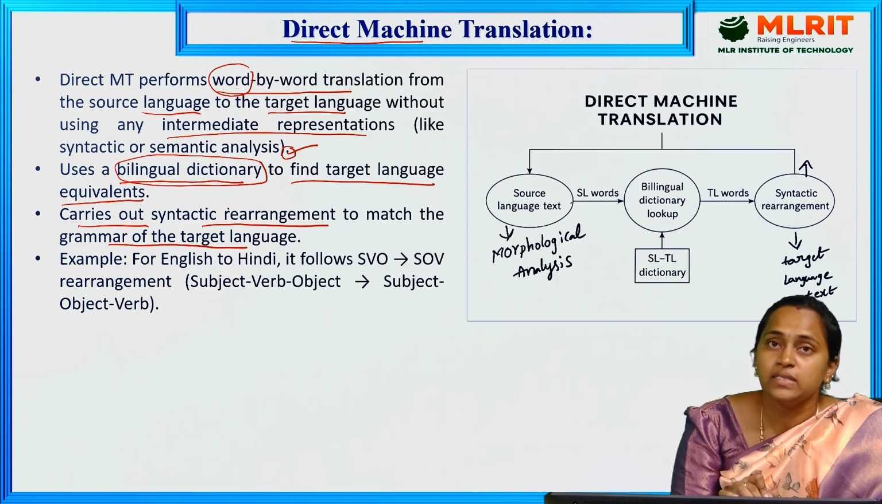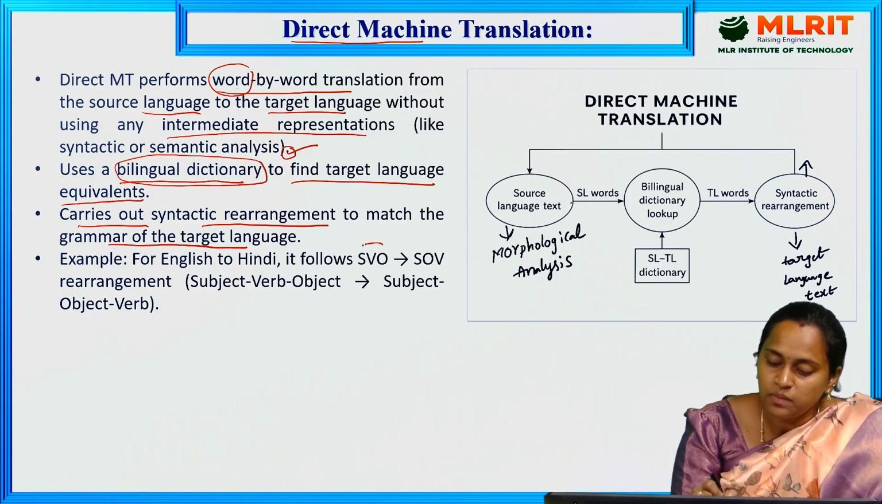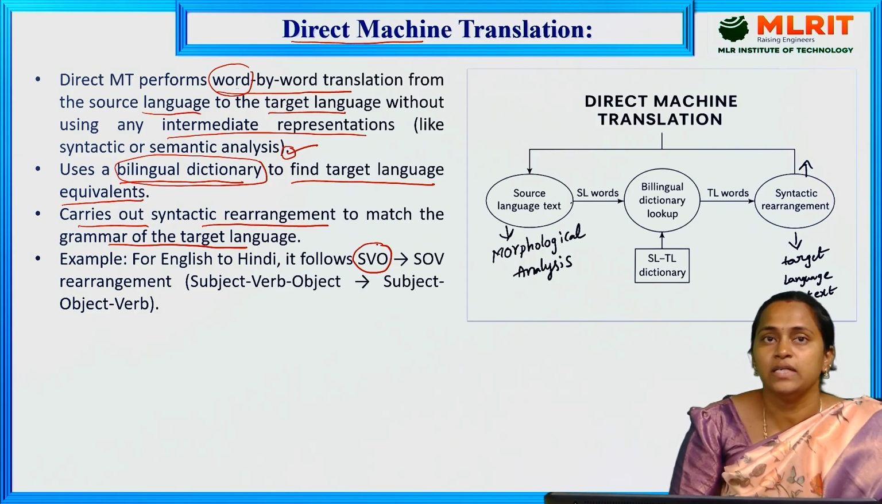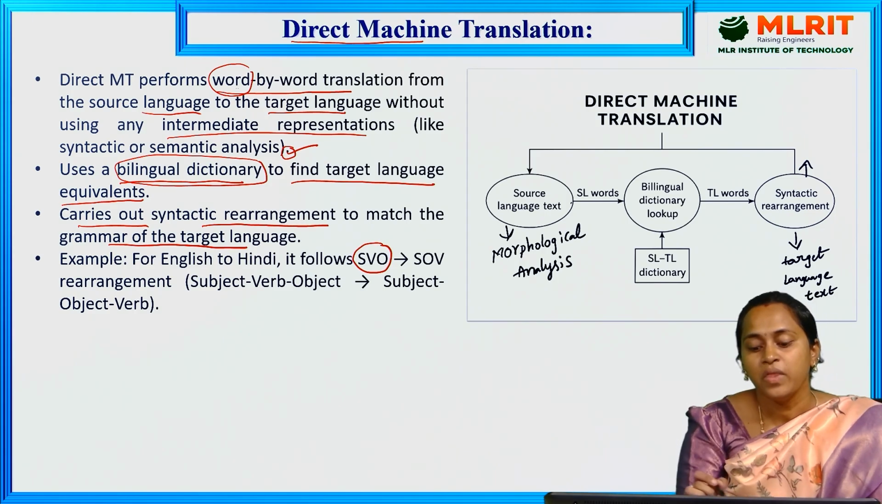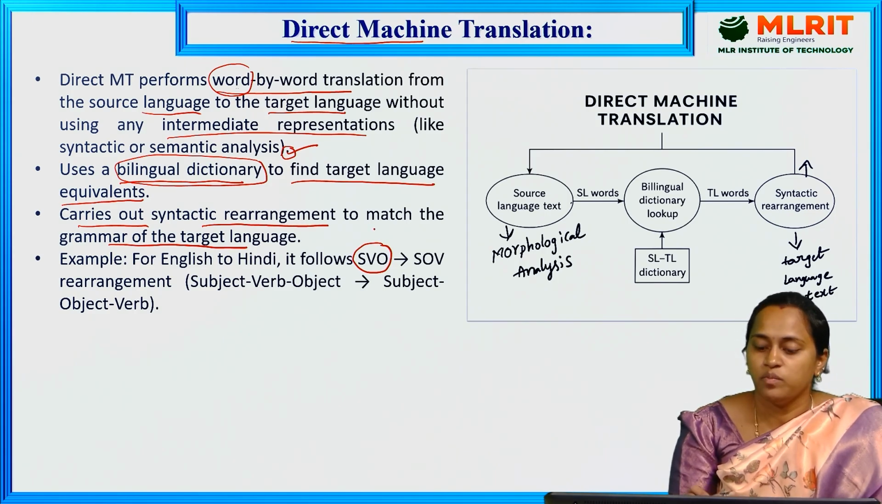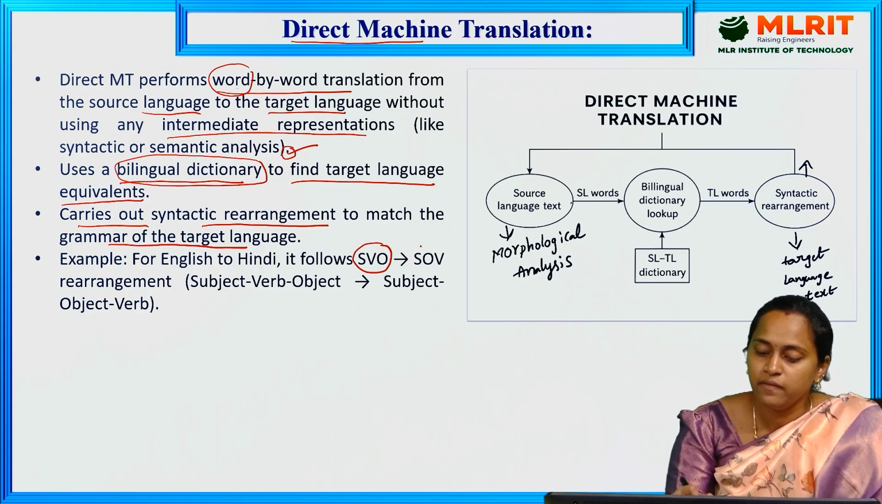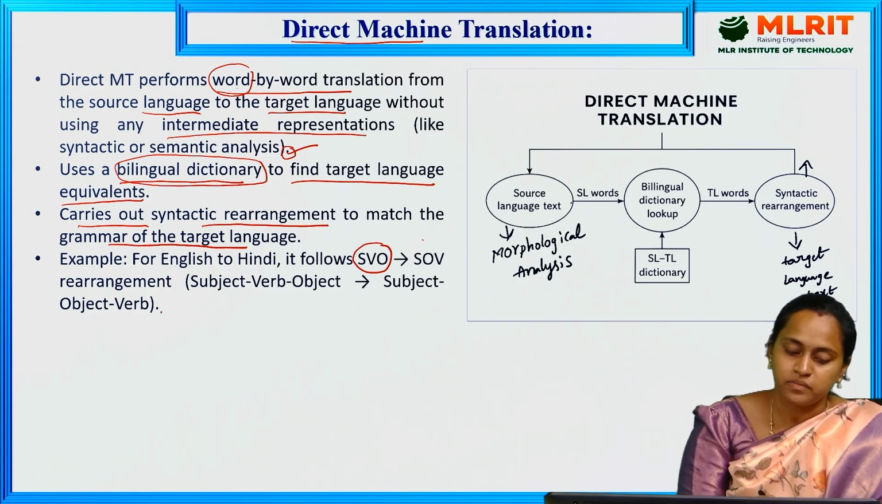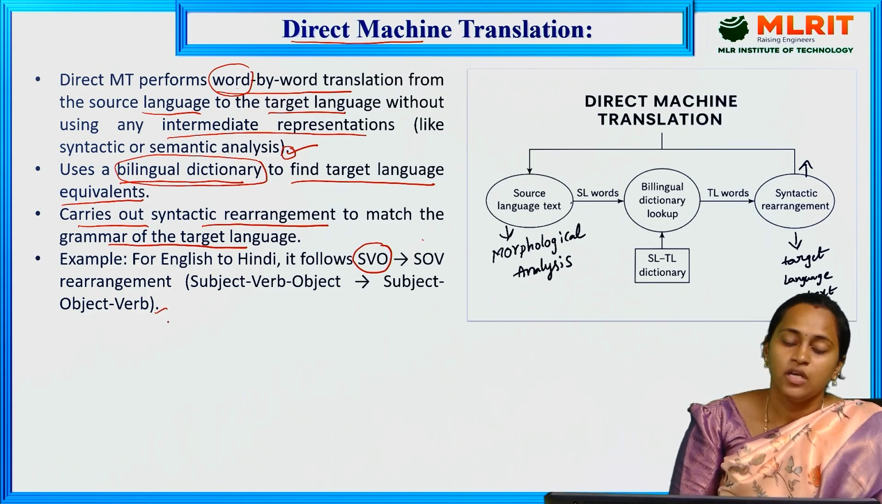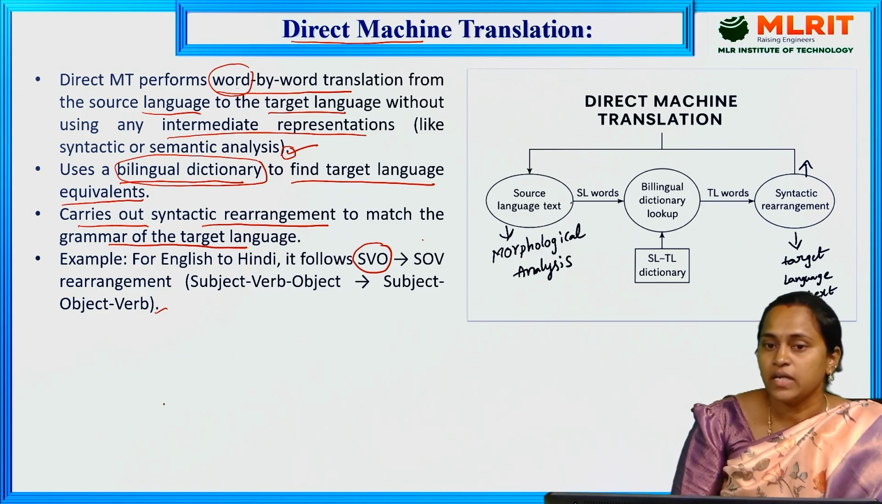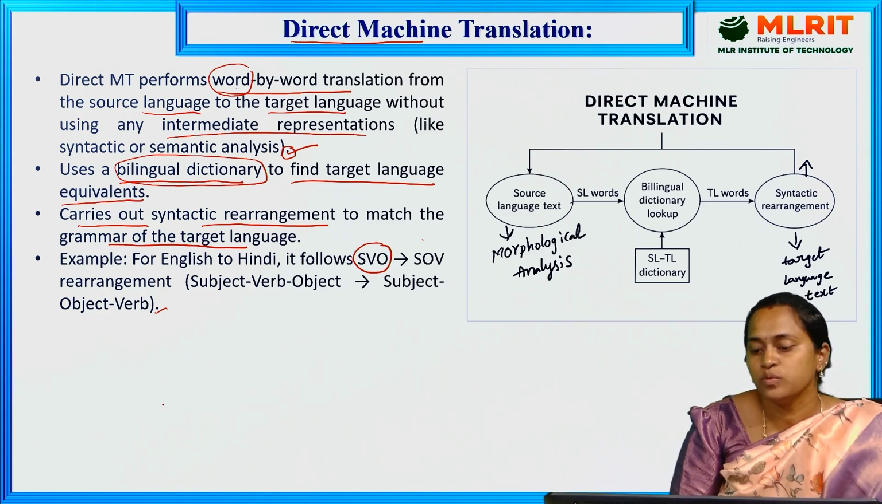That means there is a rearrangement of words, for example subject, object, verb to subject, verb, object. That means English to Hindi. Suppose we are translating: English is subject, verb, object, while in Telugu or Hindi it is subject, object, verb. This rearrangement is possible in direct machine translation whenever translating from source to target language.